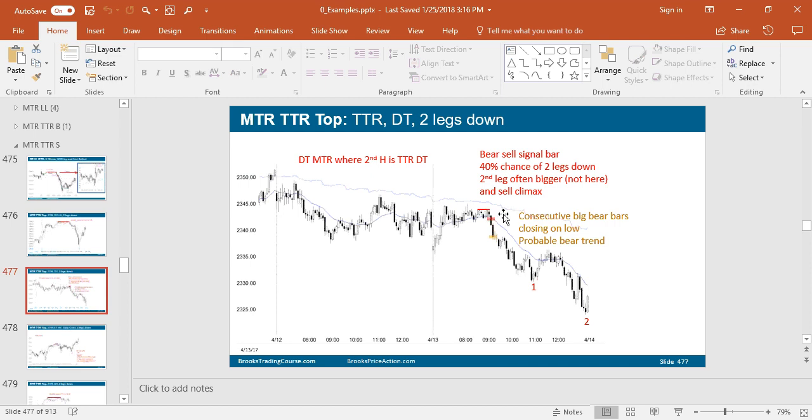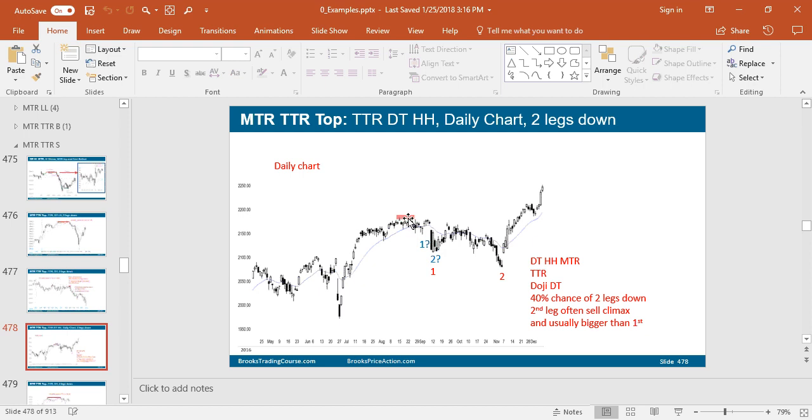Tight trading range, rally, tight trading range like today, lower high and a double top, a bear bar. Traders will either sell there or they'll wait for consecutive bear bars, and then it's clearly always in short, and then they sell looking for a swing down.